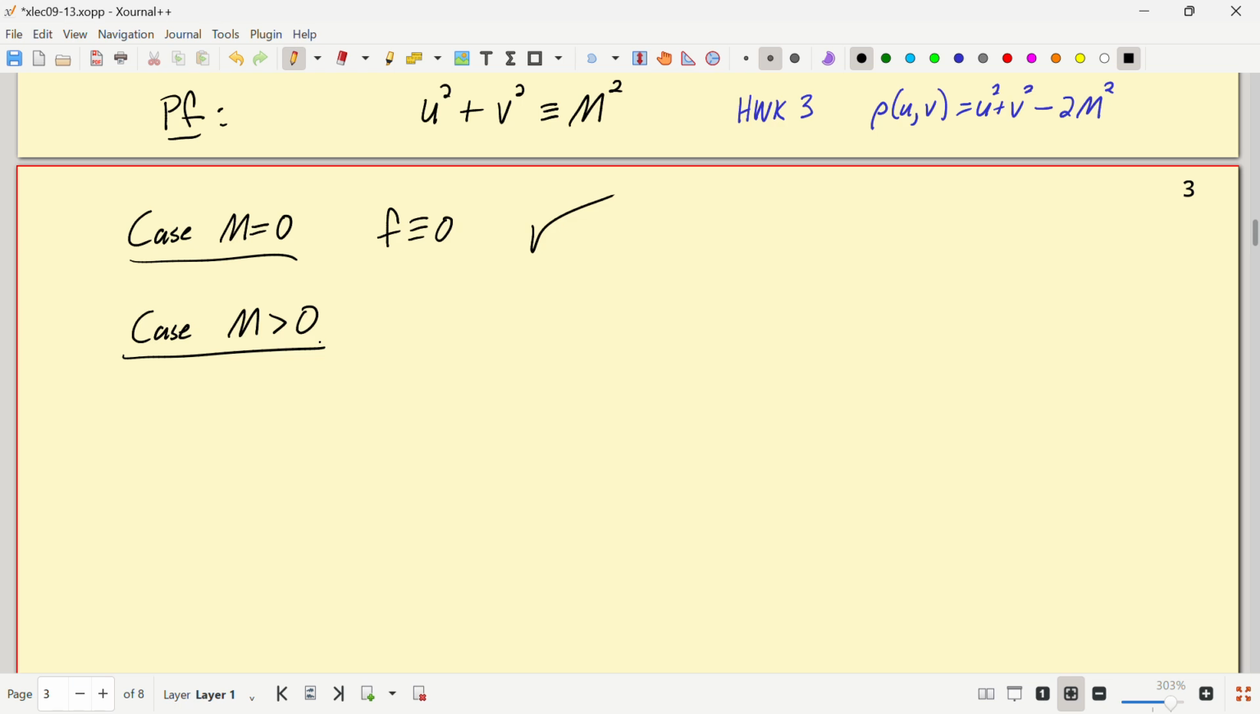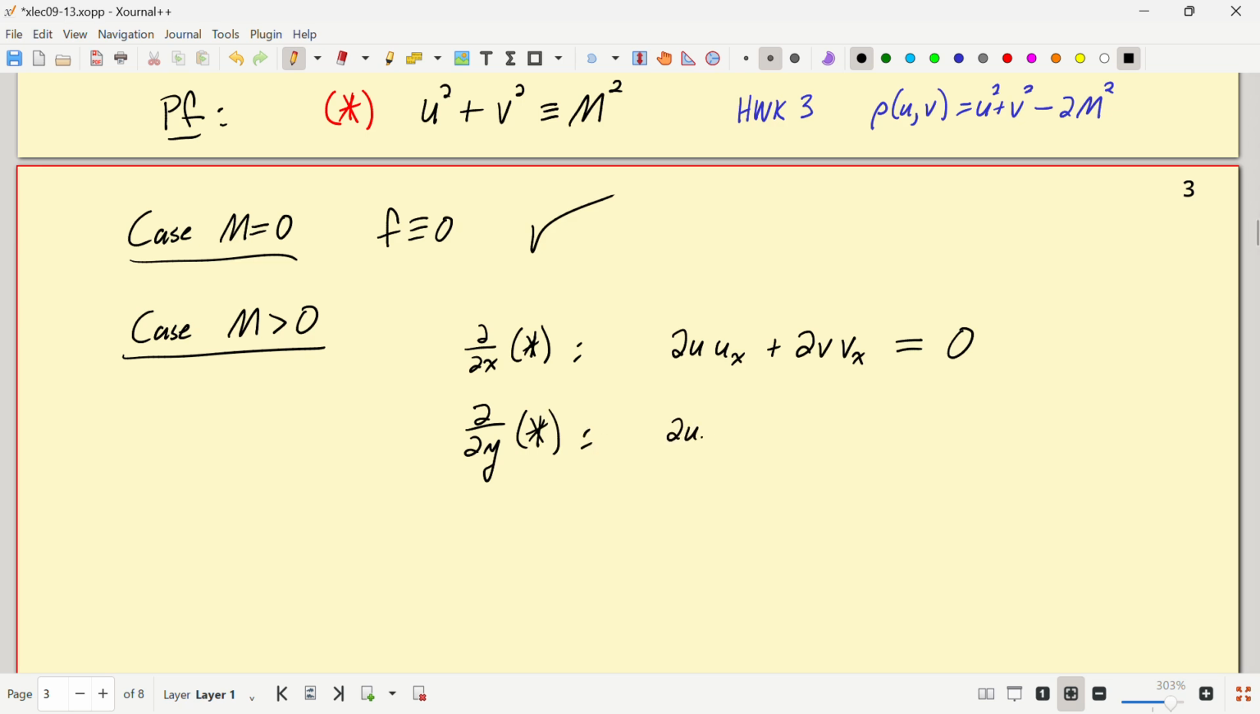Okay, let's call this equation right here star. Like the hint I was talking about in the homework on Piazza, if I take d by dx of star, I would get 2u du dx plus 2v dv dx. I've got to use the Cauchy-Riemann equations somehow. That's why differentiating is coming to mind. Right-hand side is constant, so I get a 0 on the right. And I take d by dy of star. I get 2u du dy plus 2v dv dy equals 0.